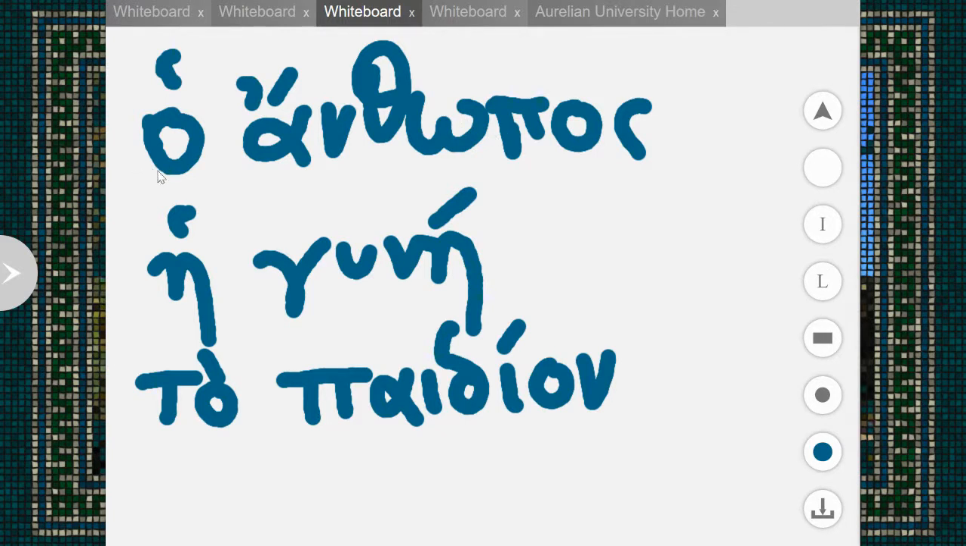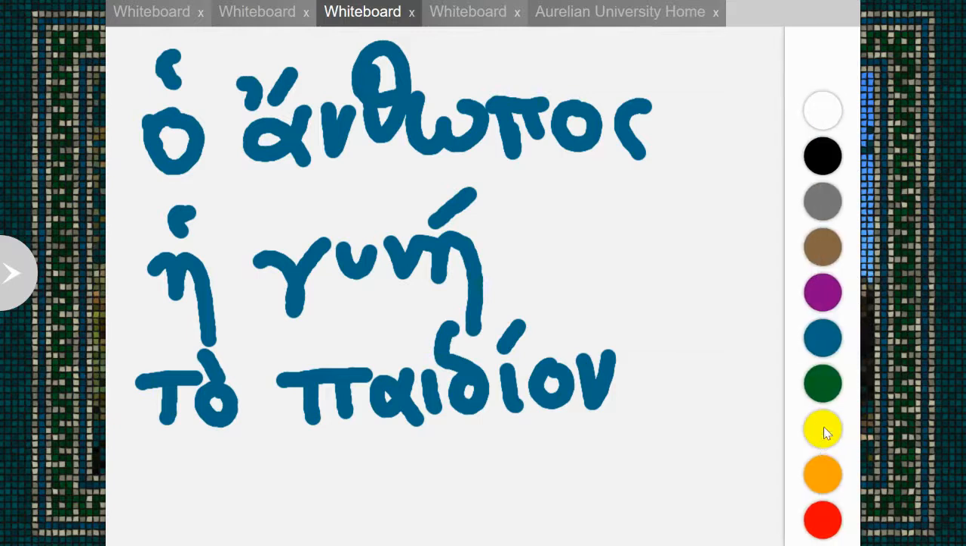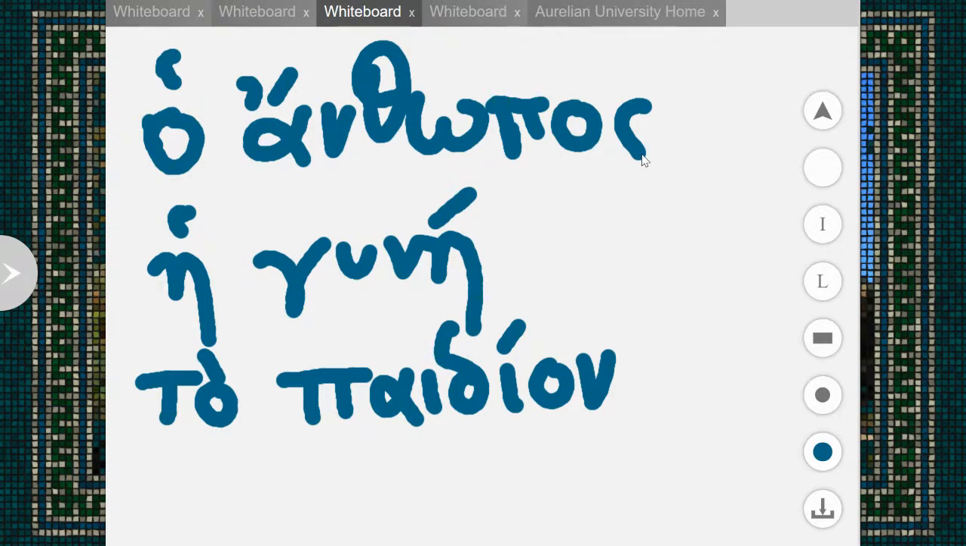So the first noun is ho anthropos, and perhaps I could have done a better job of making this sigma not look like a lunate sigma. This means the man, as in person, so man, human being. It's masculine, so this article here, this word for the, is the masculine word for the. There's a different word for the masculine, the feminine, and the neuter, the 3 genders of Attic Greek.